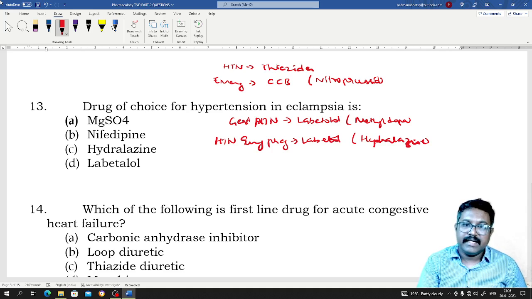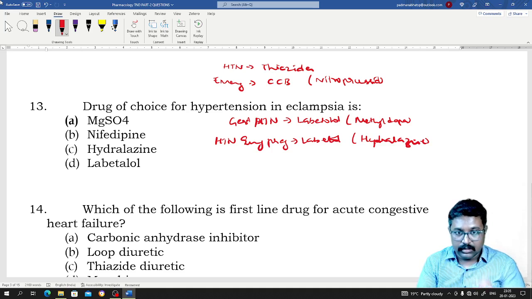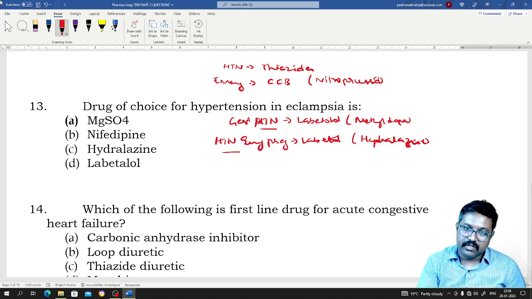So recent thing says that in case of the gestational hypertension as well as hypertensive emergencies during pregnancy, the drug of choice will be your labetalol. Is that clear? So the drug of choice for hypertension in case of eclampsia will be your labetalol.